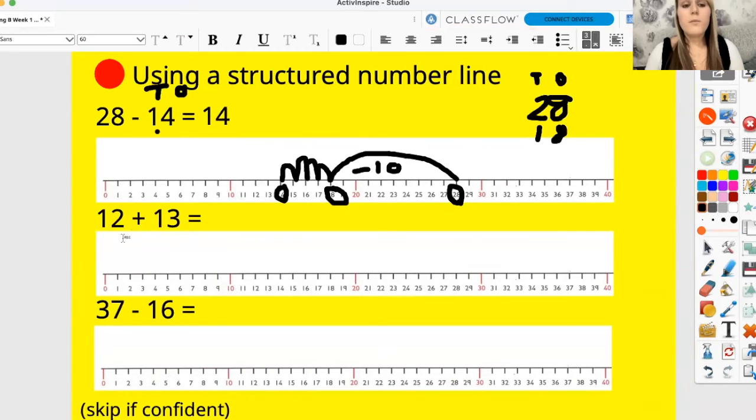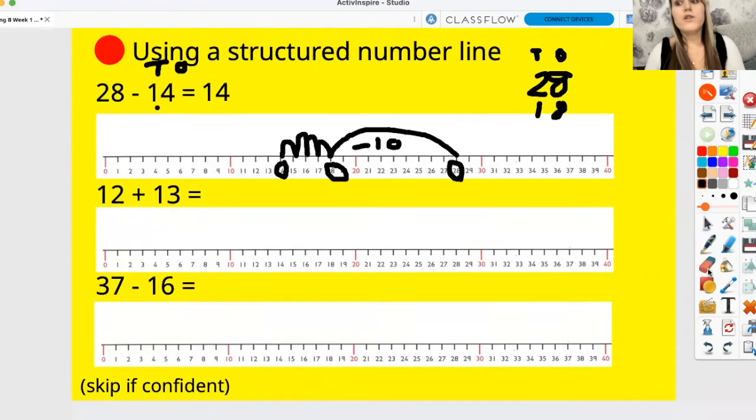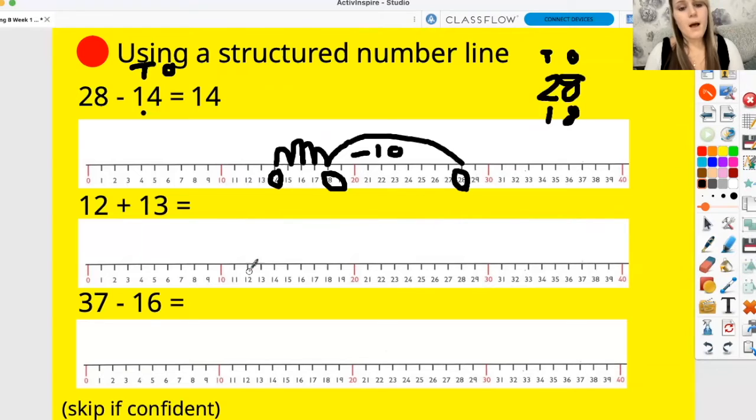And then it's the same with addition, but we're not going to jump down the number line. We're going to jump up the number line. So starting on 12, adding the 10s and then adding the ones, one big 10 jump. 12 has 2 ones. So I'm looking for 2 ones and going from 10 to 20. So 20 and 2 ones is 22.